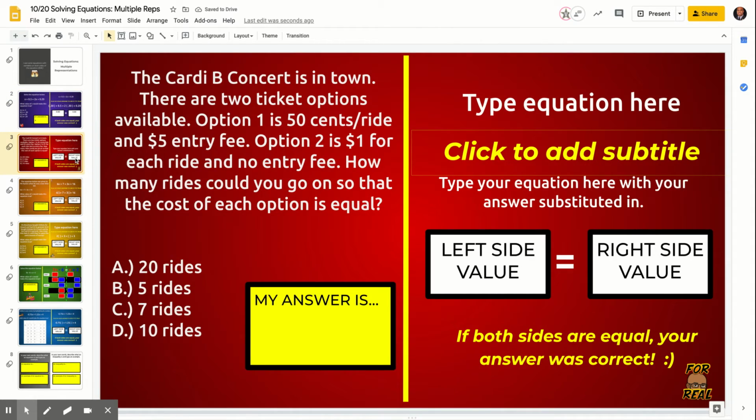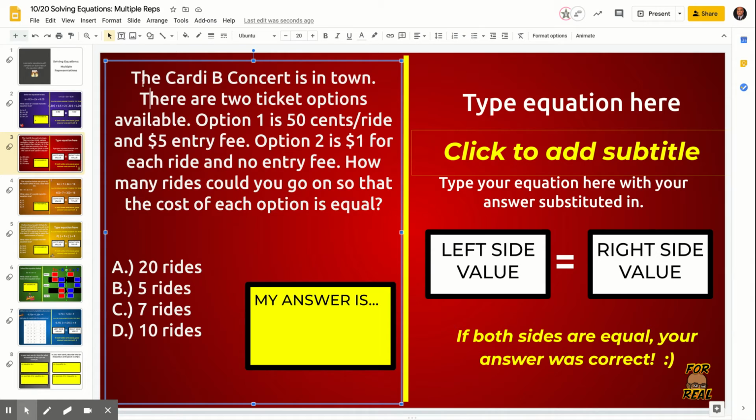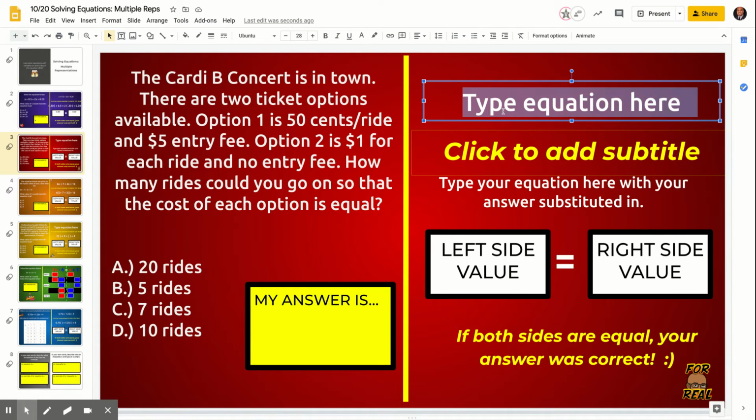Now we're going to do the same thing throughout this assignment, but on the red slide here, you're given words, and your task is to turn these words into your equation, and then plug in to see what the correct answer is. As an example, the Cardi B concert is in town. There are 2 ticket options available. Option 1 is 50 cents per ride and a $5 entry fee. So over here, I would do 50 cents per ride plus a $5 fee.